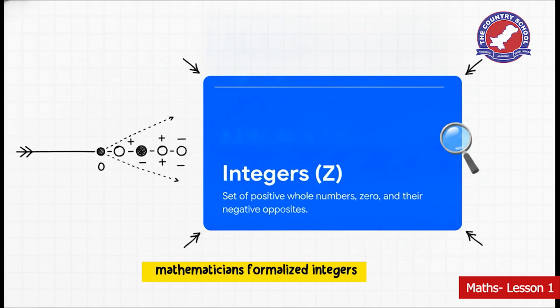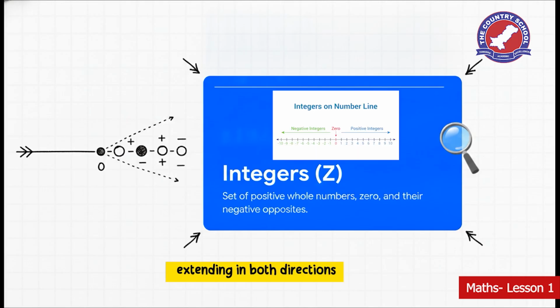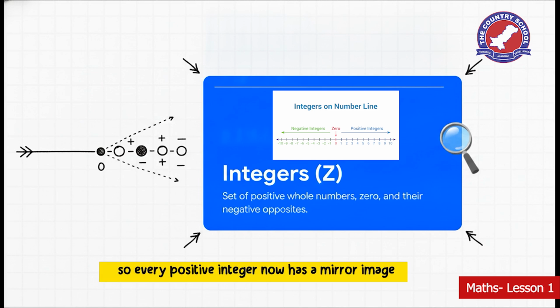This exact subtraction problem forced us to expand our toolkit once again. To solve it, mathematicians formalized integers, represented by the symbol Z. An integer is basically an infinite set extending in both directions. It includes all our positive whole numbers, our 0, and here is the really cool new part, their negative opposites. So every positive integer now has a mirror image. The exact opposite of 5 is negative 5. The opposite of 8 is negative 8.